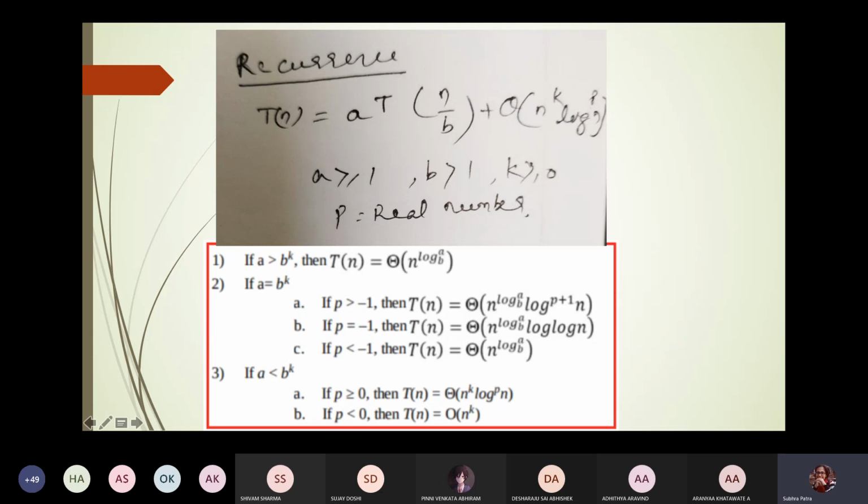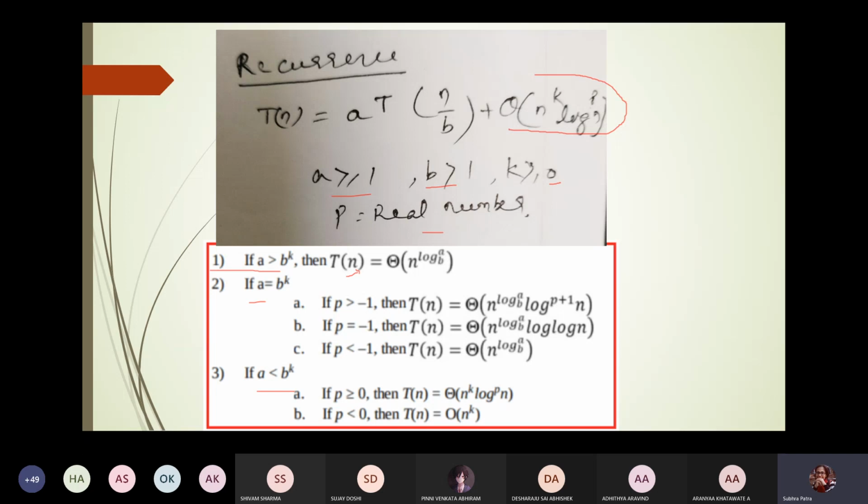So yeah, this is the thing. What we take is T(n) = a T(n/b) + f(n). Here we are putting f(n) in terms of theta of n to the power k log n raised to p. Okay, and a should be greater than or equal to 1, b should be greater than 1, k should be greater than or equal to 0, and p should be a real number. If that is the case, then you can test with these three conditions, and based on the three conditions, you can get your time complexity based on the master theorem formula.